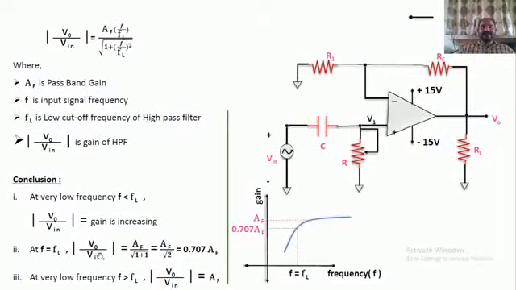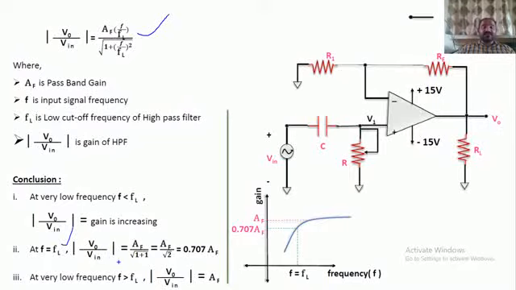The gain becomes AF by root 2, because f equals fL. Simply substitute this value in this equation. So obviously you will get AF by root 2, which is nothing but 0.707 AF. It means that when the input signal frequency equals the low cutoff frequency of the high pass filter, at that point the gain of the filter is 0.707 times AF.